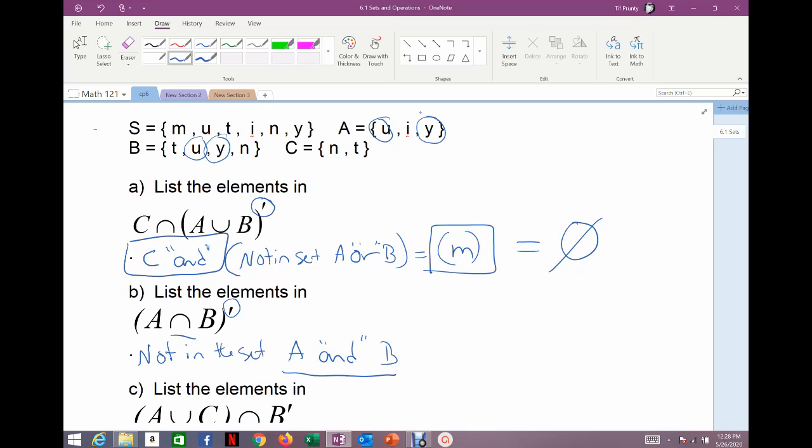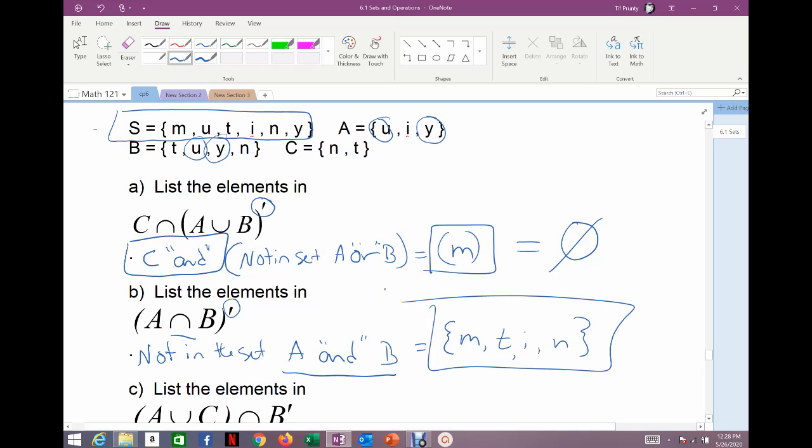I want everything that's not U and Y, right? U and Y are in A and B. So I want everything from my universal set that is not U and Y. So that's M, T, I, and N. Make sure you got them all. M, T, I, and N. Throw out U, throw out Y because it's in both. So there's the answer to that one: M, T, I, and N.